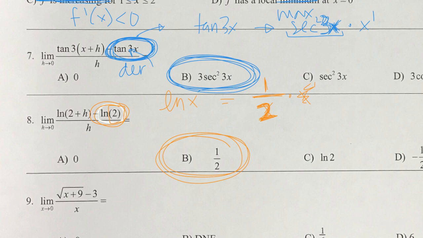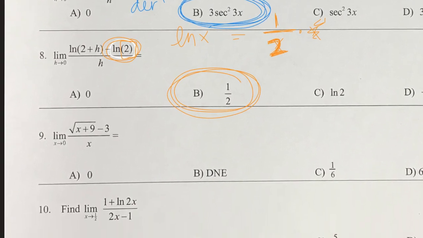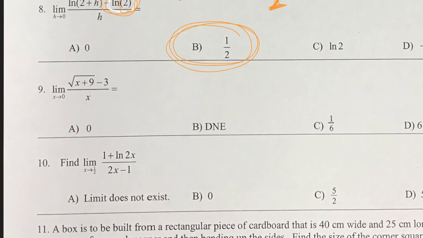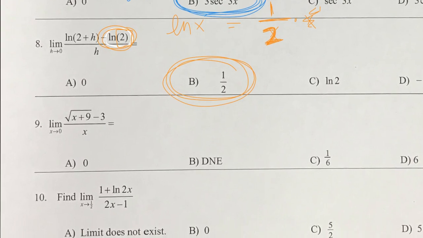1/2. Okay? The derivative of natural log of 2 is 1/2, because the derivative of the natural log is 1 over x. Okay, number 9. Wait, hold on, I'm tripping. Number 9. What happens when we plug in 0 to the top and bottom?